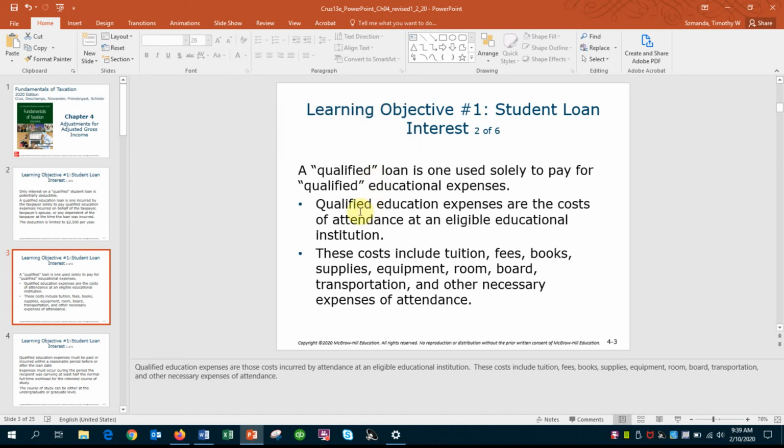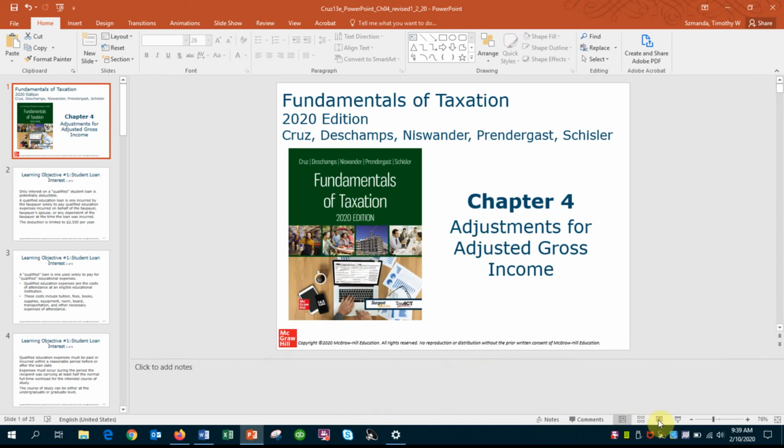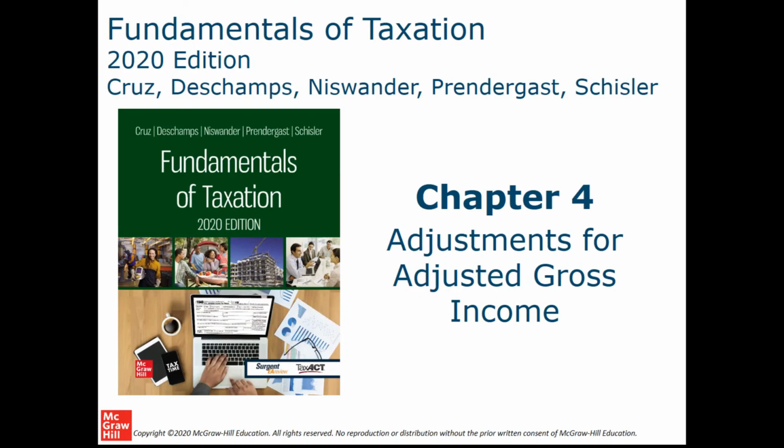Hello and welcome to Chapter 4 in Tax 1. In this chapter we'll be taking a look at some of the adjustments for AGI. These are commonly referred to as above-the-line adjustments.